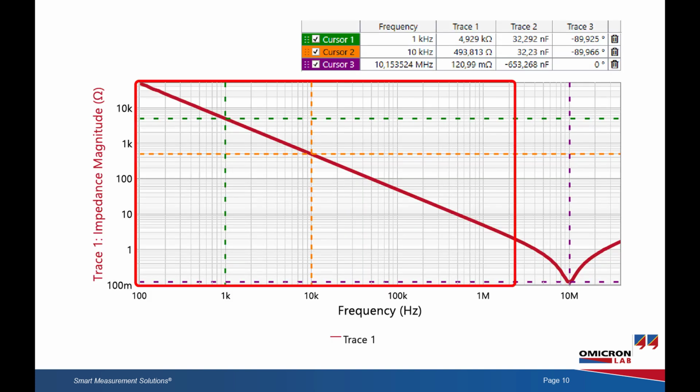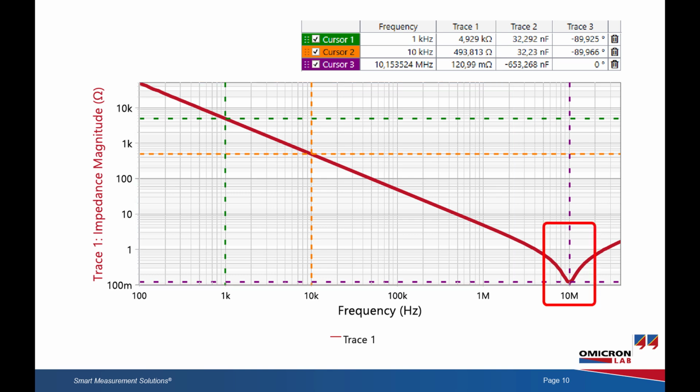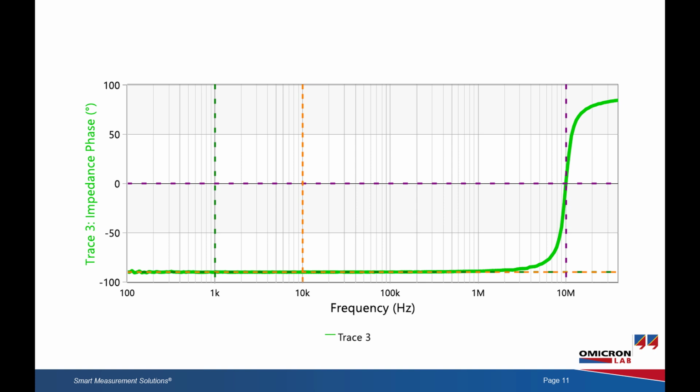At low frequencies, the capacitor behaves capacitively. Around the resonant frequency, the impedance reaches its minimum and is mainly determined by ESR. At higher frequencies, the ESL takes over, and the component shows inductive behavior. The phase plot makes the transition very clear.